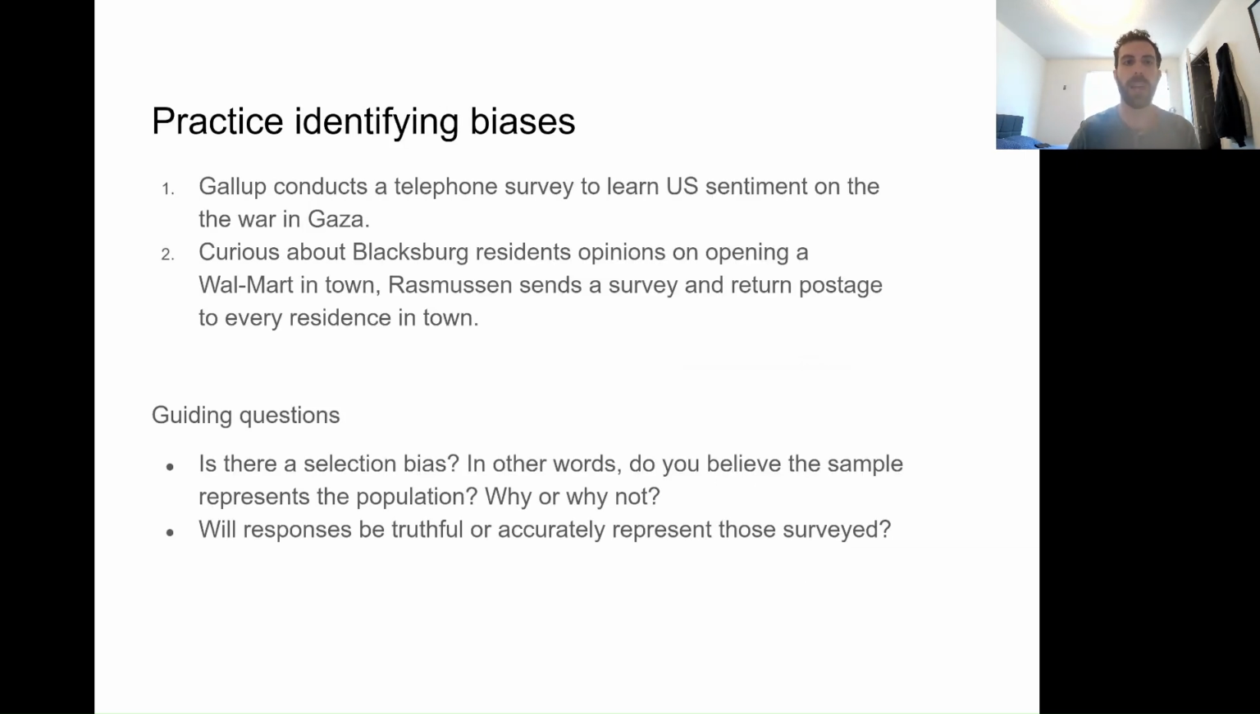So let's do some practice questions identifying types of bias. These are just two examples I came up with. Gallup and Rasmussen are both famous pollsters in the States. So let's start with the first example. Gallup wants to learn about U.S. sentiment on the war in Gaza, so they conduct a telephone survey. I want you to think proactively about what type of bias they may be introducing with their approach.